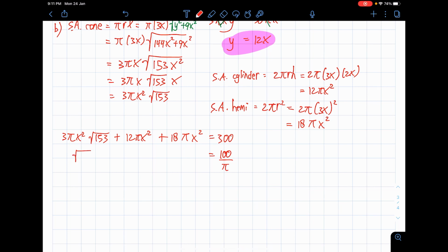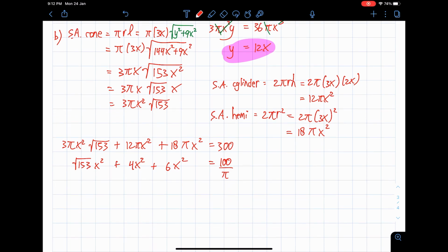Then I'll get root of 153x squared, divided by 3 pi. I got 4x squared then, and this one should be 6x squared. Okay, I hope I didn't do anything wrong. Let me just give a quick check. Yeah, shouldn't be anything wrong, I believe. But if you spot something wrong, leave a comment below.